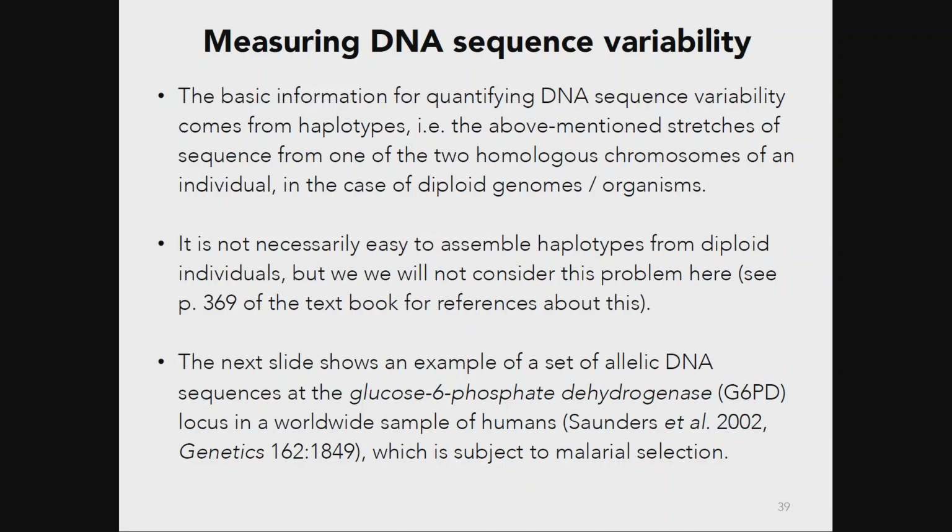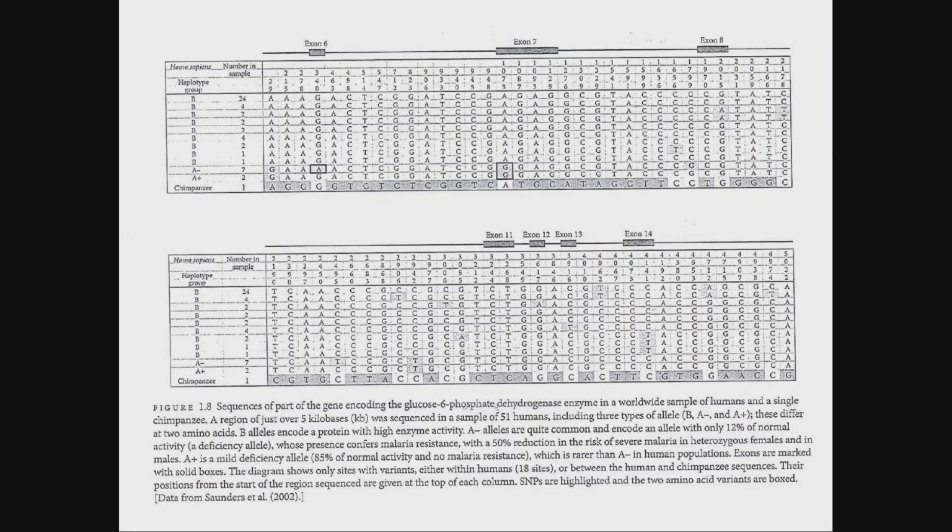The interesting thing about this example is that this locus is known to be under selection because particular alleles can confer malaria resistance. Before I show you the slide, I have to apologize for the poor quality of my scan, it's really small, but I just wanted to make a couple of key points here.